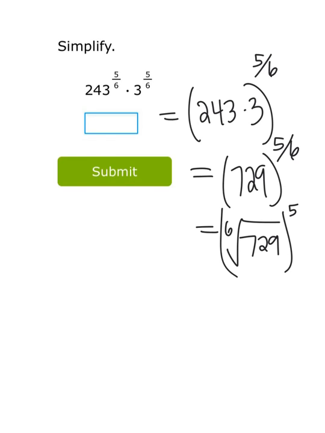And if I type that in my calculator, because I don't want to think about what number to multiply by itself 6 times to get 729. So this is a good opportunity to use your calculator. The 6th root of 729 is 3. And then I would raise 3 to the 5th power. So 3 to the 5th power is 243.